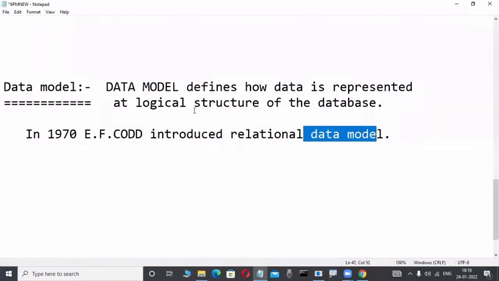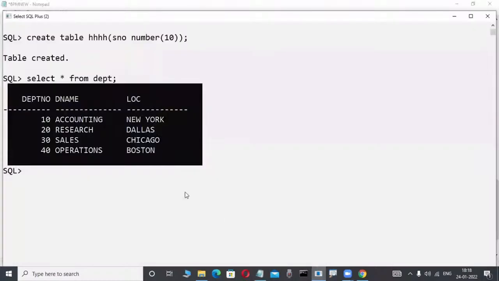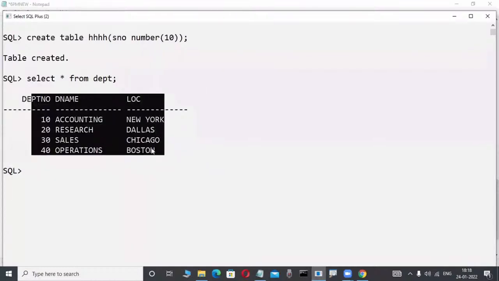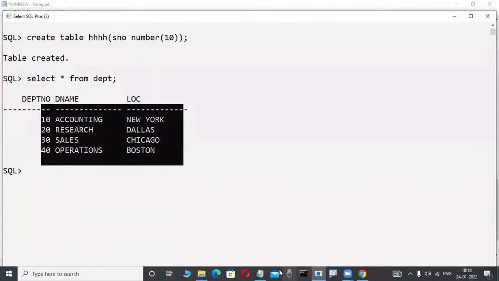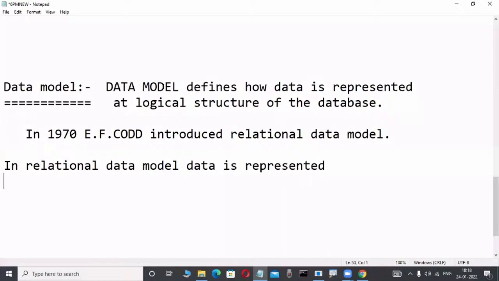Relational data model means what? In a logical structure, how is data represented? This logical structure is not visible in the operating system. In this logical structure, data is represented in the format of rows and columns. That is nothing but two-dimensional tables. In the relational data model, data is represented in two-dimensional tables, in the format of rows and columns.